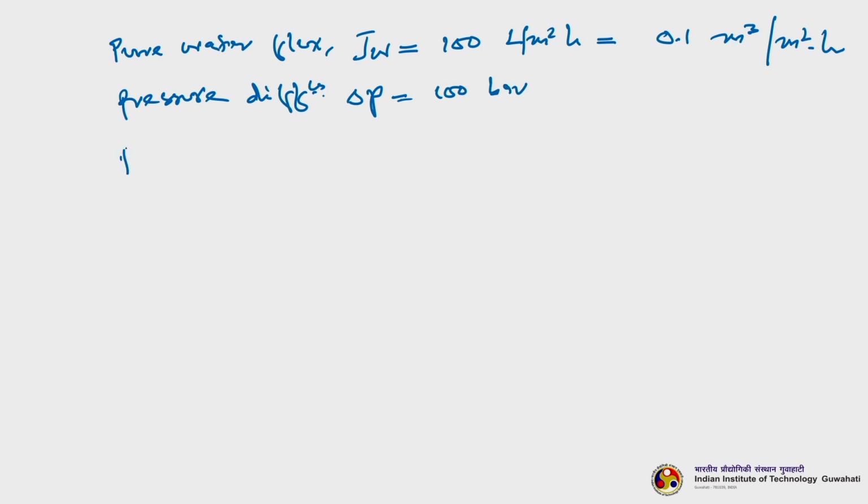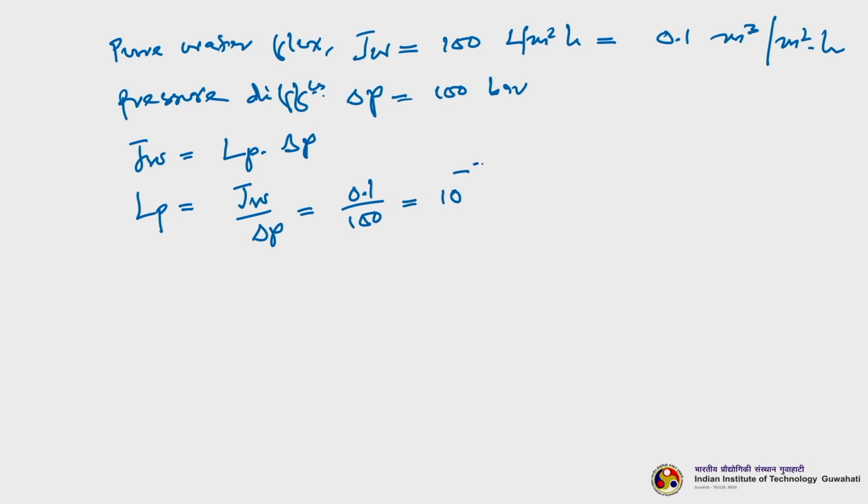So, your pure water flux JW equals LP into delta P. LP is the permeability, as you know from our earlier discussions and equations. So, we can find LP from this equation: LP equals JW by delta P. JW is given as 0.1 and delta P is 100. So, it is 10 to the power of minus 3 meter cube per meter square hour per bar. So, this is your permeability LP.